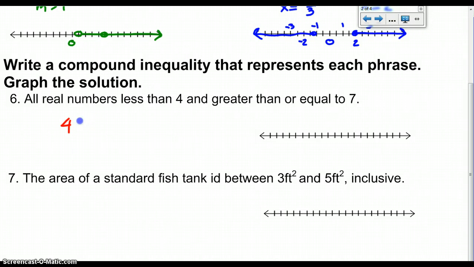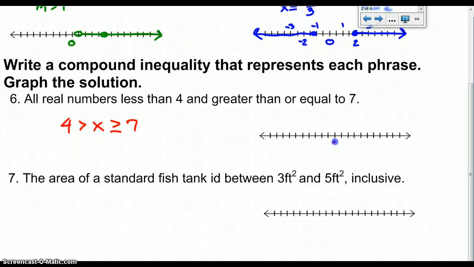So 4 has to be greater than x, because all the numbers are less than 4, and then it's all real numbers greater than or equal to 7. So x will have to be greater than or equal to 7. So we can write it in one inequality just like that. So we're going to graph this.